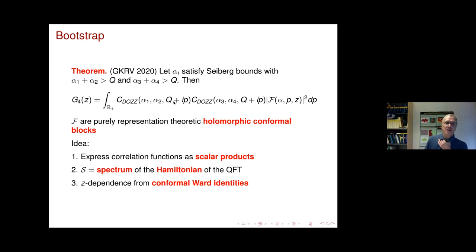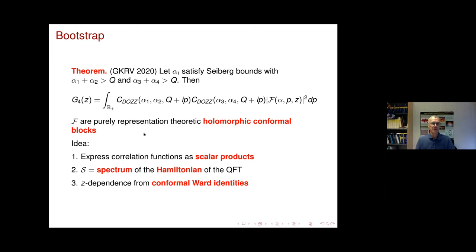Then the four-point function has an explicit formula, namely, it's quadratic in the structure constants. You integrate the sum over the spectrum, but I told you that the spectrum is continuous, so it's an integral over the spectrum. There are some explicit factors which are purely representation theoretical, and they go under the name holomorphic conformal blocks. We'll come to that in a moment, but that's the result.